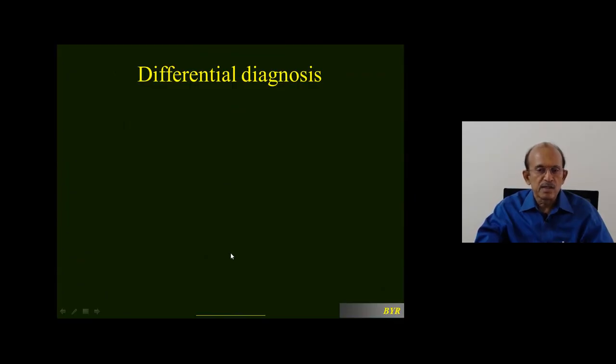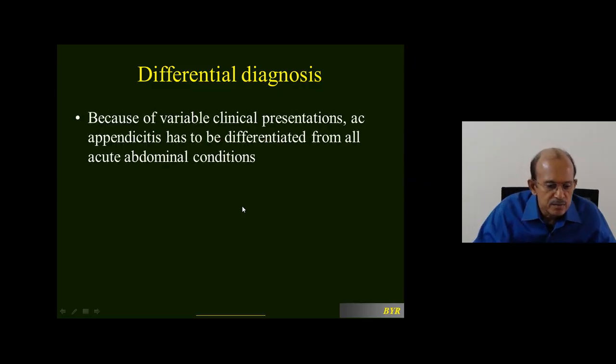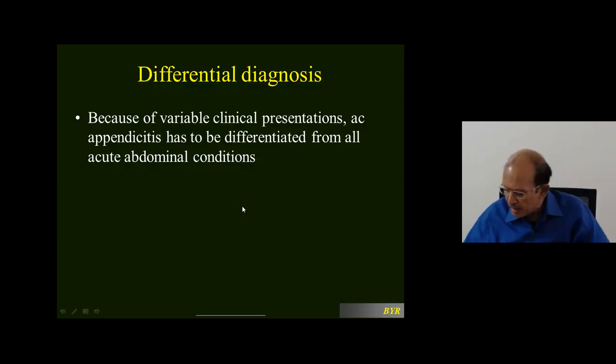The differential diagnosis. Anorexia is a mild grade of nausea. Nausea is a mild grade of vomiting. So anorexia, nausea, and vomiting are 3 grades.